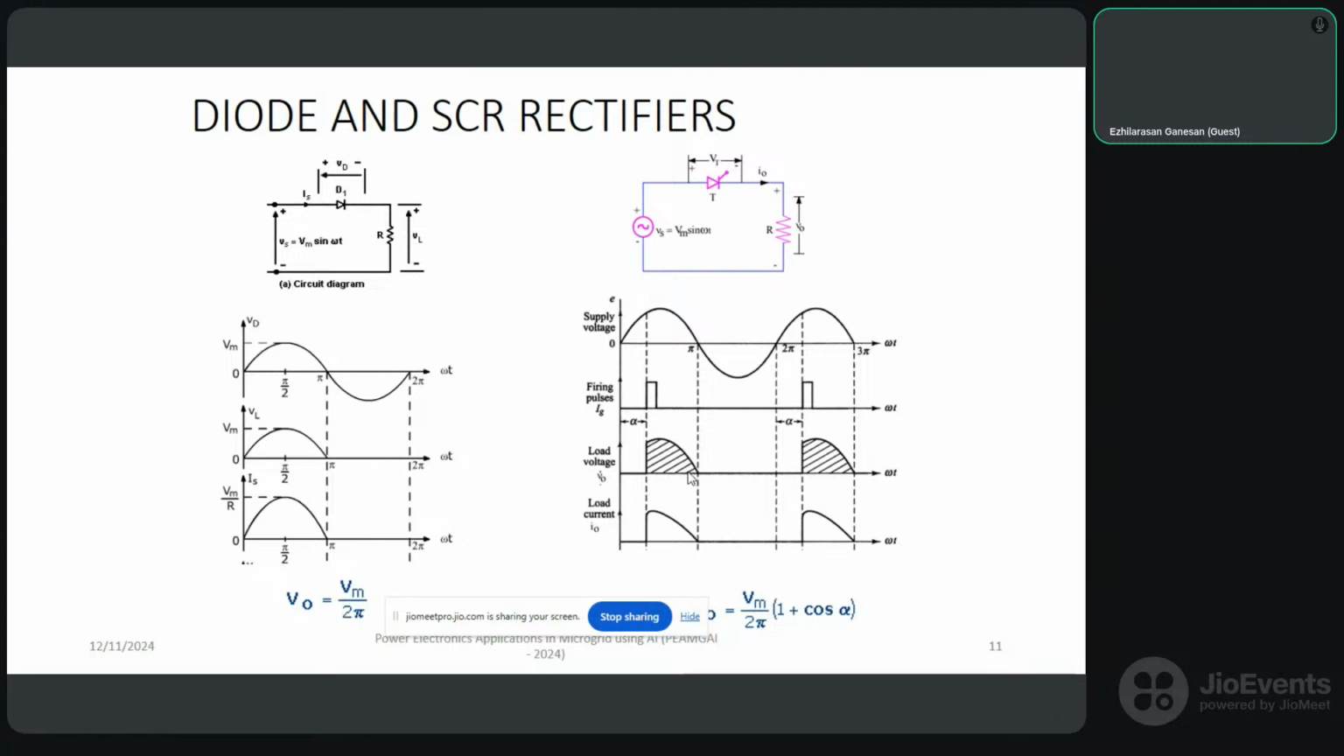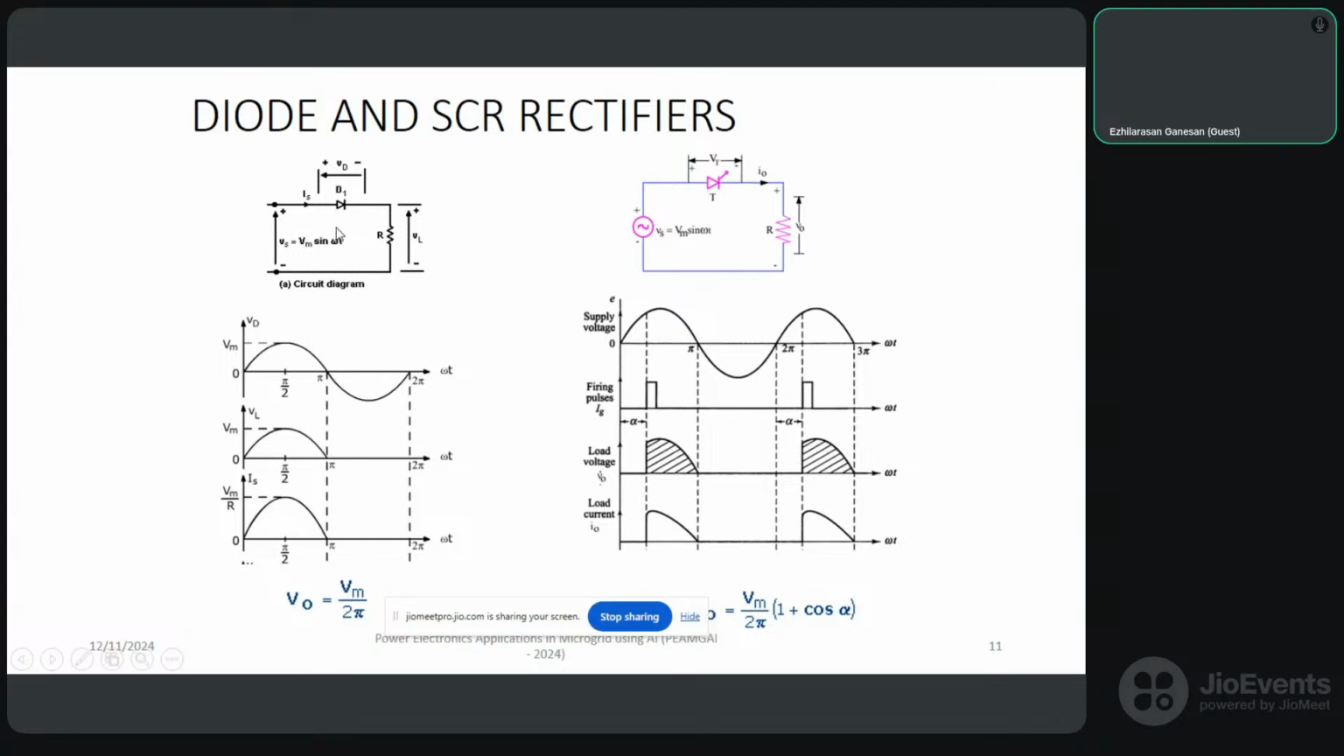This is what the control or gate does. Even though the SCR is eligible to conduct through the entire positive half cycle, you can turn it on at any time during the positive half cycle. At the moment you turn it on, from that point only the SCR will start to conduct. And during the negative half cycle, even if you apply the control signal to the gate, the SCR won't turn on because it will be reverse biased.